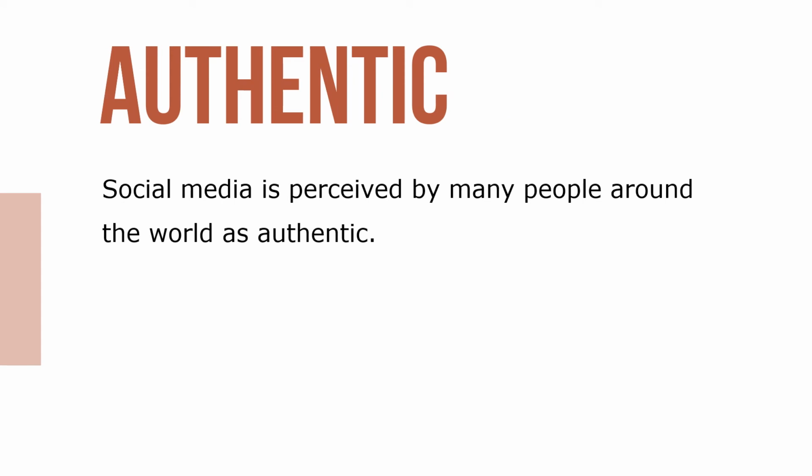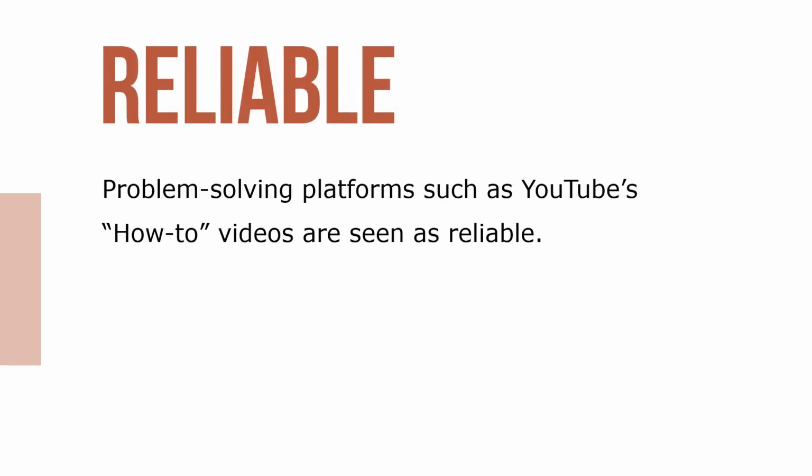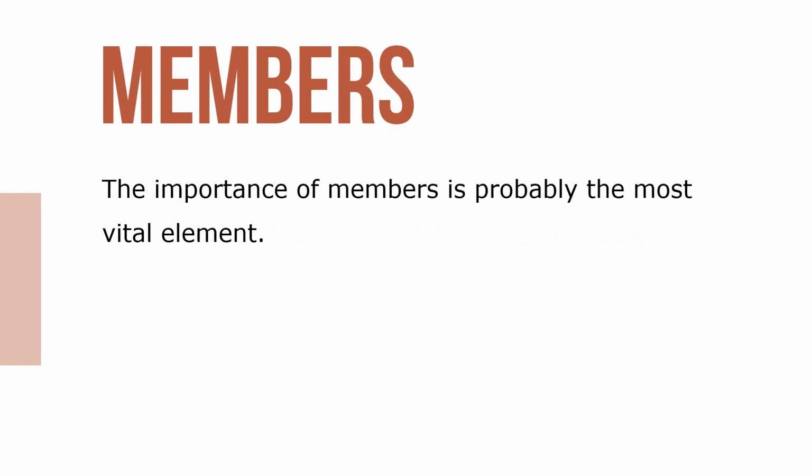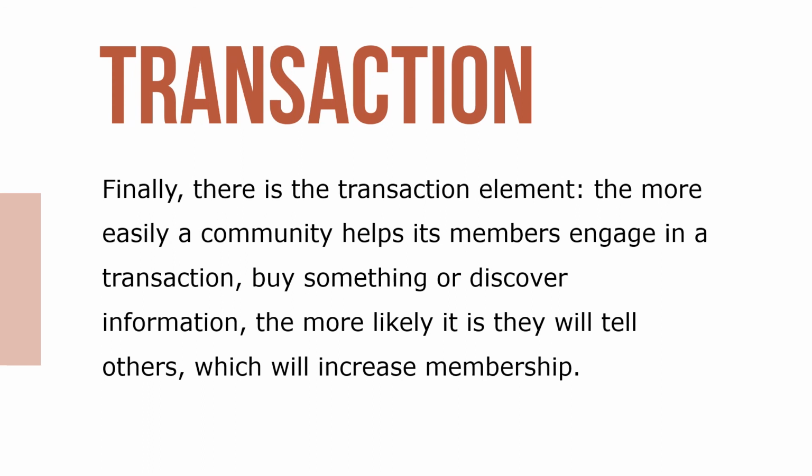Social media is perceived by many people around the world as authentic. The complaints many customers post are viewed as accurate, even though some of them may in fact be fabricated. Problem-solving platforms, such as YouTube's how-to videos, are seen as reliable. To stay competitive, organizations need to rethink how they interact with this new interconnected world. The importance of members is probably the most vital element of this new reality. Finally, there is the transaction element.